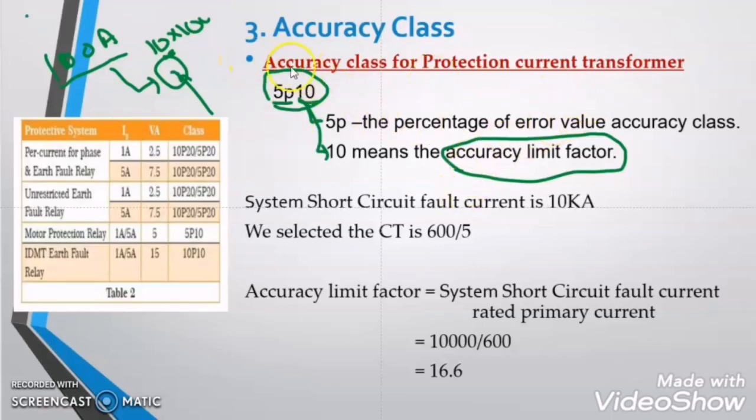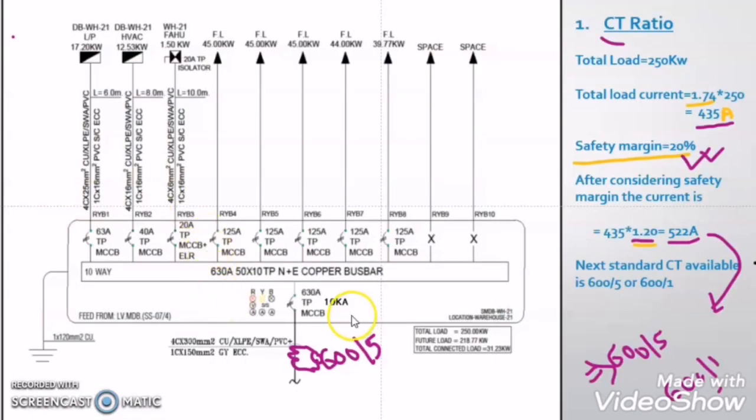If you want to know deeply about the accuracy class of metering type current transformer and accuracy class for the protection type current transformer, please watch my video, link in the description below. Now let us calculate the accuracy class for the protection current transformer. Here in our example, you can see that the maximum system fault current is given as 10 kilo ampere. This value is important for calculating the protection type CT accuracy class.